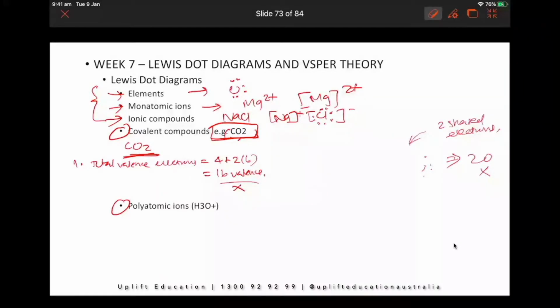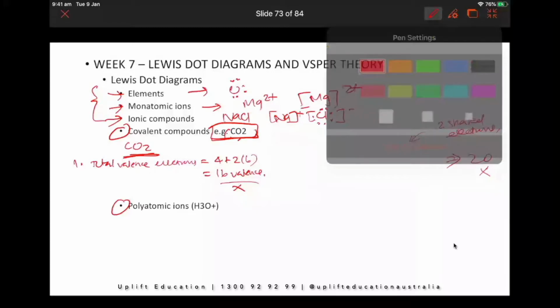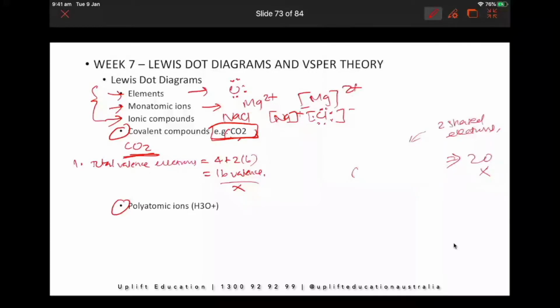And the next step you're going to do is this time assume a double bond. So a double bond means there's 4 shared electrons, and then once you do that, again, you fill everything out. So this oxygen has 2 double bonds, so it's 4 shared electrons, so I need 4 more.